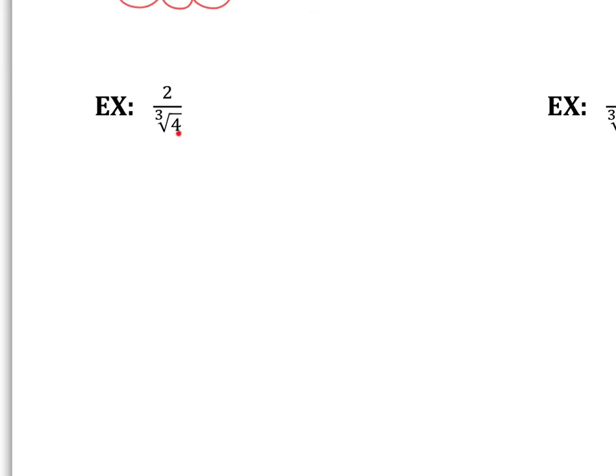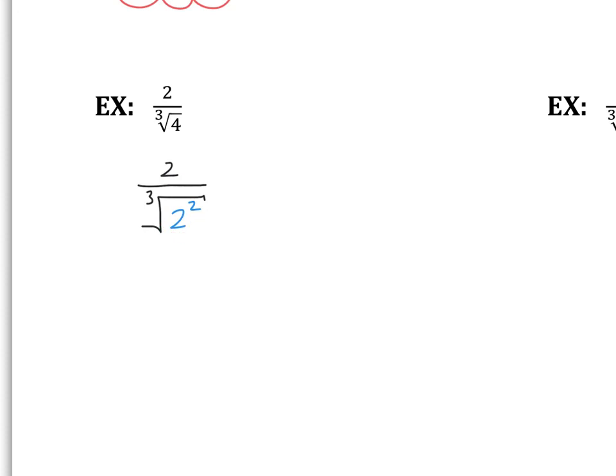Okay, but one thing we could do is I notice that 4 can be rewritten, right? So I'm going to rewrite this as 2 over the cubed root of 2 squared. Okay, now why would I do that? Well, in order to get this radical out of the denominator, I need a perfect cube underneath. Right now, I just have a perfect square. So what do I need to multiply the numerator and denominator by so that I get a perfect cube underneath?